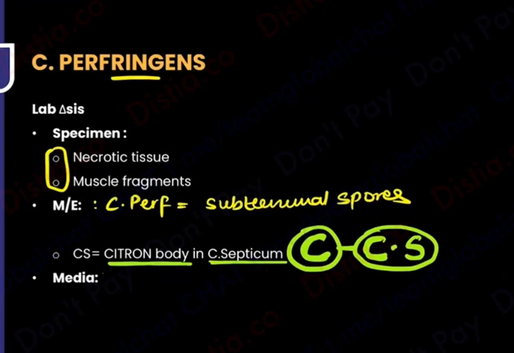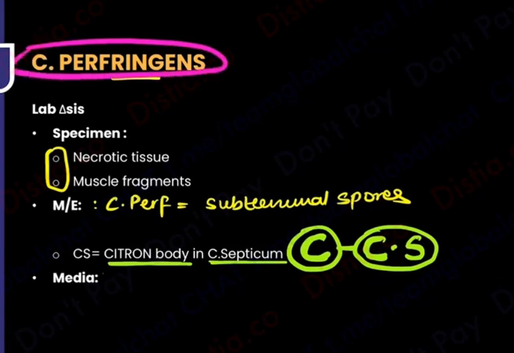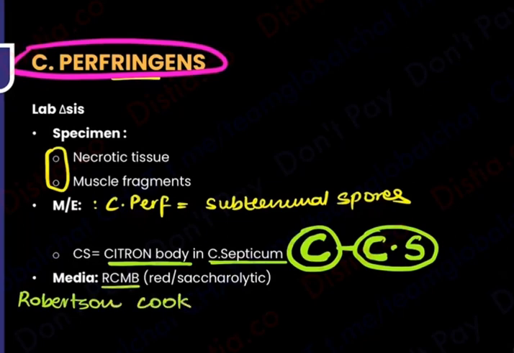Finally, what is the media? Go back to your culture media chapter. I have taught you any anaerobic organism will always be grown on Robertson's cooked meat broth, be it Clostridium perfringens or tetani. Any anaerobic organism is grown on Robertson's cooked meat broth.